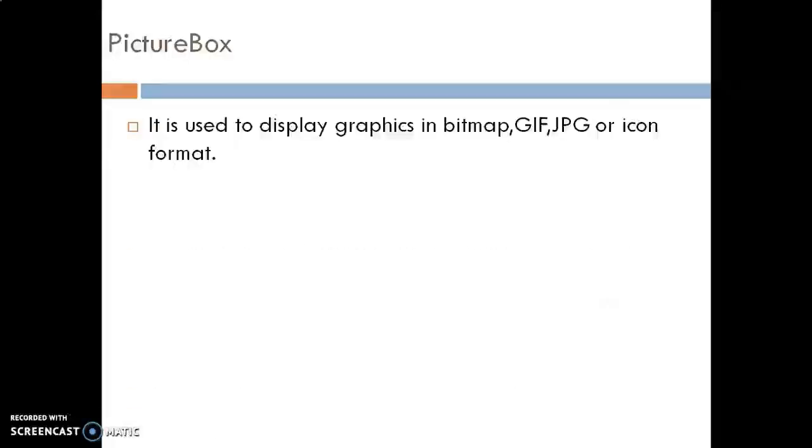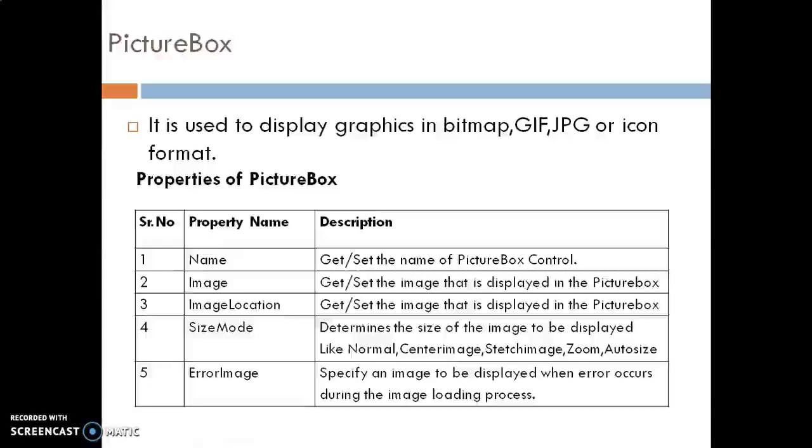Second control is a picture box. Picture box control is used to display graphics in a bitmap, GIF, JPG or icon format. Properties of picture box are: first property is name. It is used to get or set the name of picture box control.